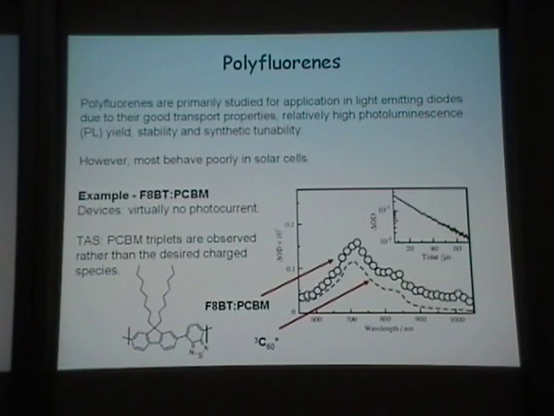Traditionally they've been used in OLEDs rather than solar cells. This is because they do have a very good photoluminescence quantum yield. They have a lot of synthetic tunability and they're also quite stable. But they don't perform very well in solar cells at all. So as an example, F8BT PCBM, the structure which is shown here, the devices are terrible. There's virtually no photocurrent at all.